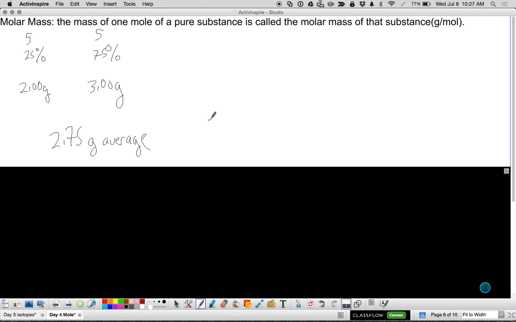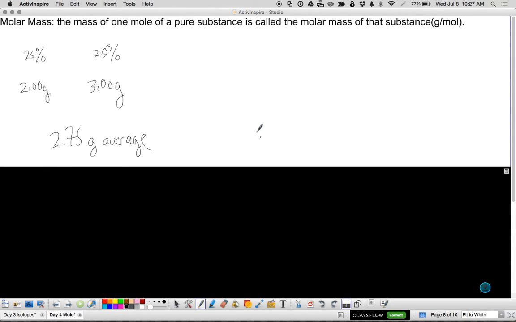All right? Well, what about if I grab 100 marbles? Now, if I grab 100 marbles, I should get closer to this 25% and 75%. I should end up closer to 2.75 grams. What if I grabbed 1,000 marbles? I should end up closer to this average. Well, what if I grabbed 6.022 times 10 to the 23rd marbles? I should end up with exactly this average, okay?